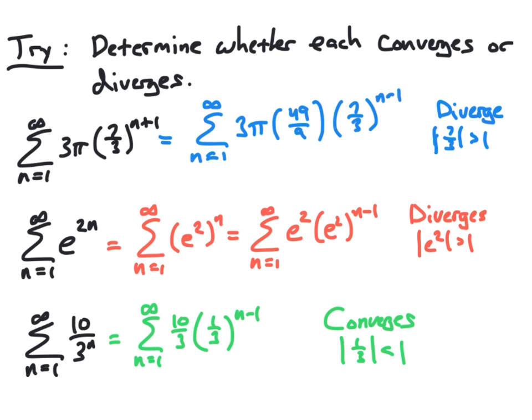The first series can be rewritten to have a ratio of 7/3. Since the absolute value of 7/3 is greater than 1, that series will diverge. The second series can be rewritten with a ratio of e squared. And again, since the absolute value of that ratio is greater than 1, the series will diverge. And the third series can be rewritten to have a ratio of 1/3, and the absolute value of 1/3 is less than 1, and so the third series will converge.